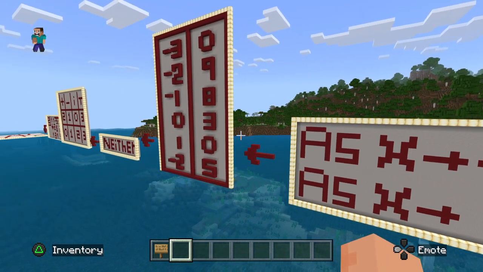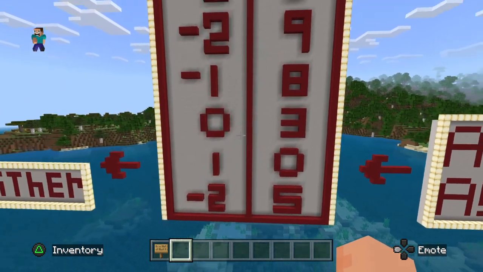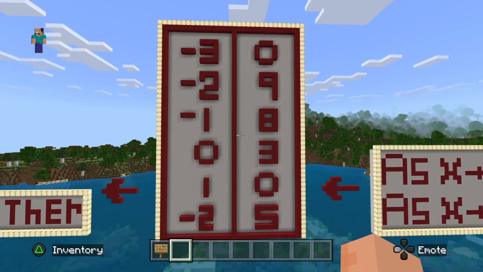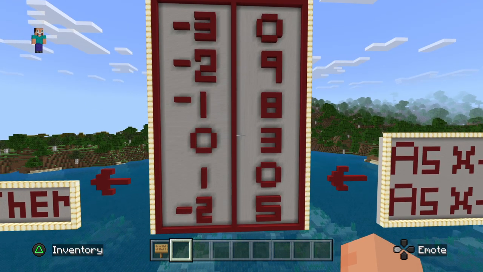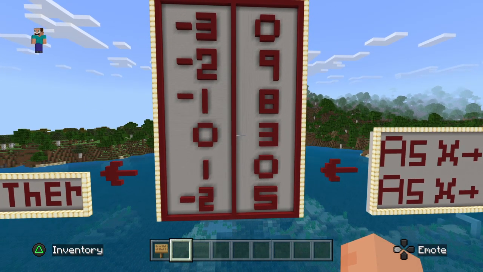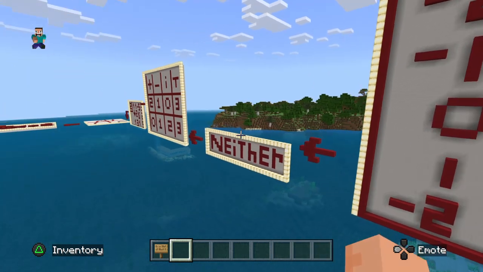Alright, and this chart was made for me to determine whether the polynomial was even, odd, or neither. So as you can see from the chart, the numbers don't line up. There's no pattern or anything, so therefore it would be neither.